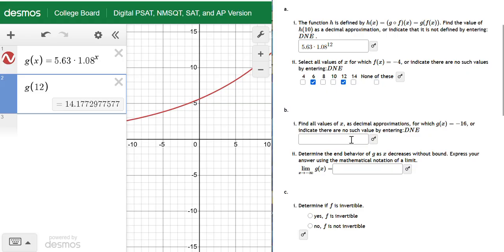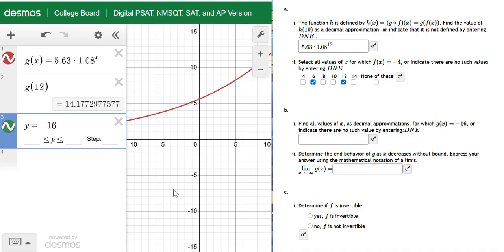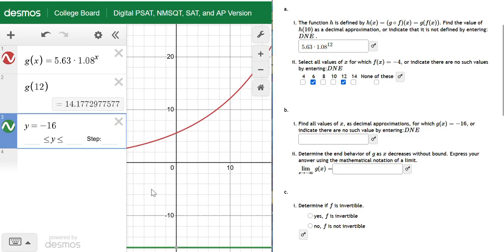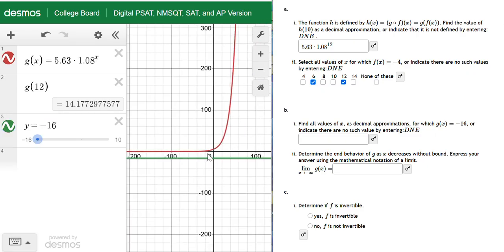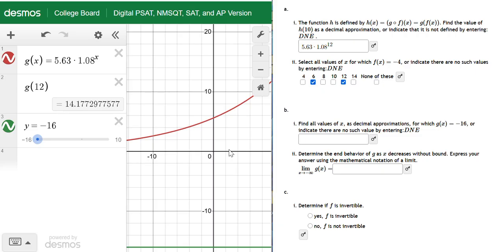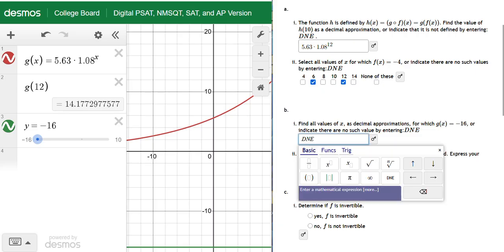Next, it's asking us to, again, now look at the g function and see where it's equal to -16. And so when we look at our graph here, we can just write an equation for that horizontal line at y equals -16, and we can see where those intersect. And if you zoom out here, what you could see is they're never going to intersect. So this is a DNE, does not exist.